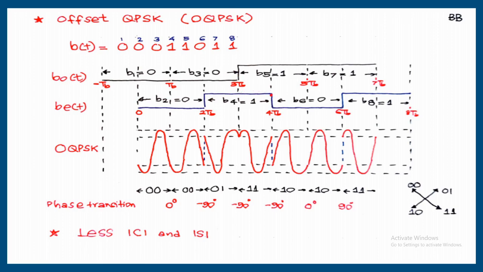Even bit can change only here. But when even bit is changing, odd bit cannot change. If both bits are not changing simultaneously, we never get 180 degree phase transition, only plus 90 or minus 90 degree. Now how to draw the waveform?